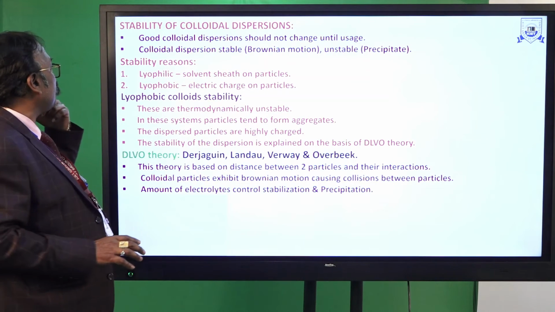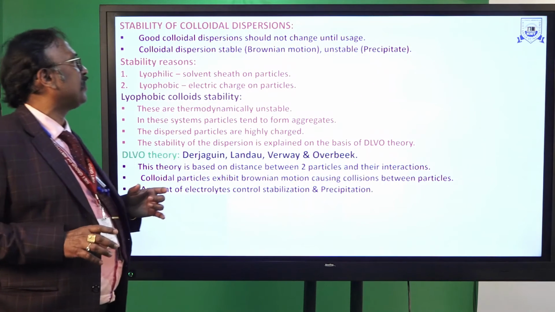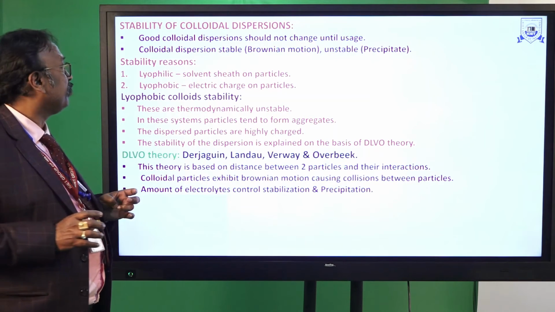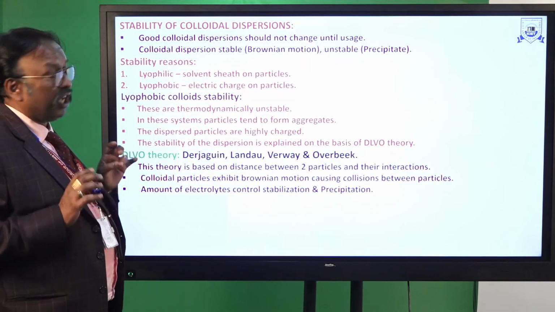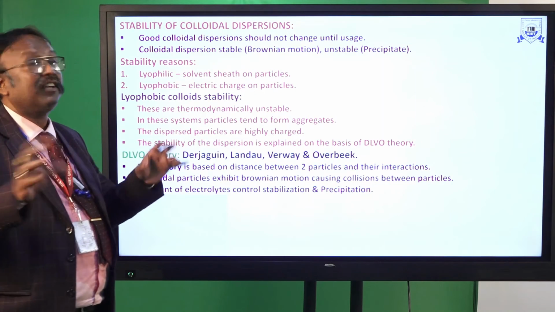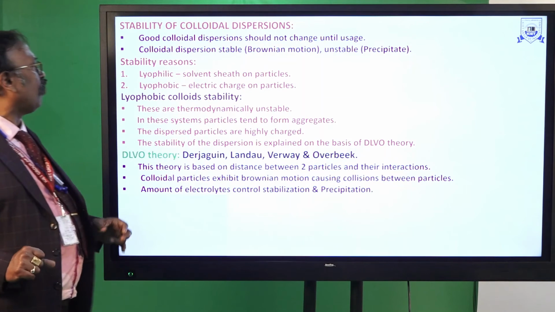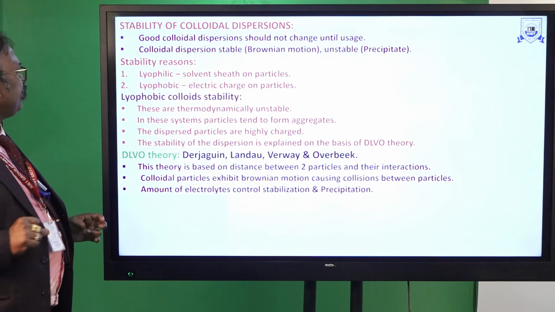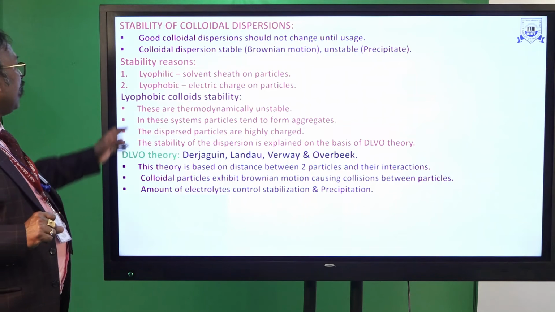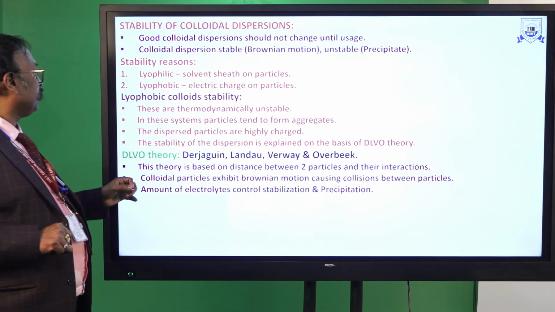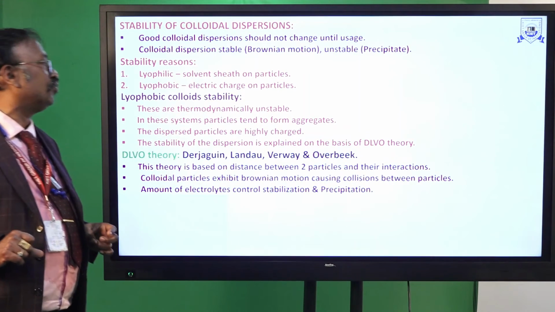Stability of colloidal dispersions is most important. A good colloidal dispersion should not change until usage. If the colloidal dispersion shows Brownian movement, that is a very stable one. If it is precipitated, we can call it an unstable one. For lyophilic colloids, a solvent sheath is formed around the particle. For lyophobic colloids, an electric charge is present on the particles. Lyophobic colloids are thermodynamically unstable. In this system, particles tend to form aggregates.